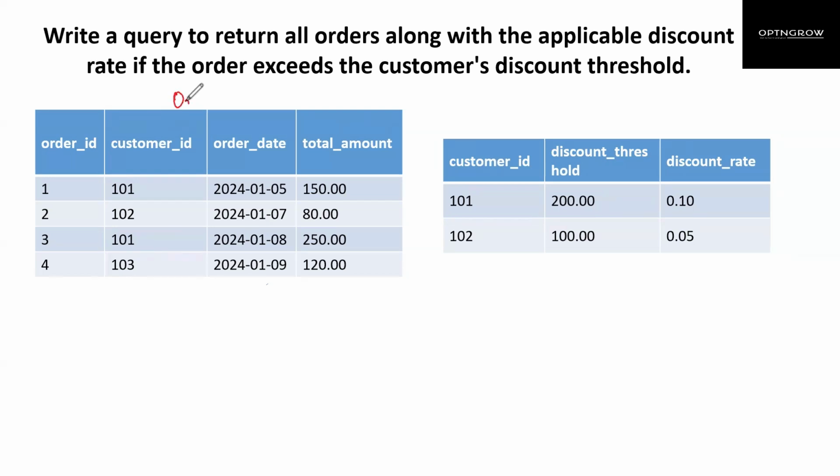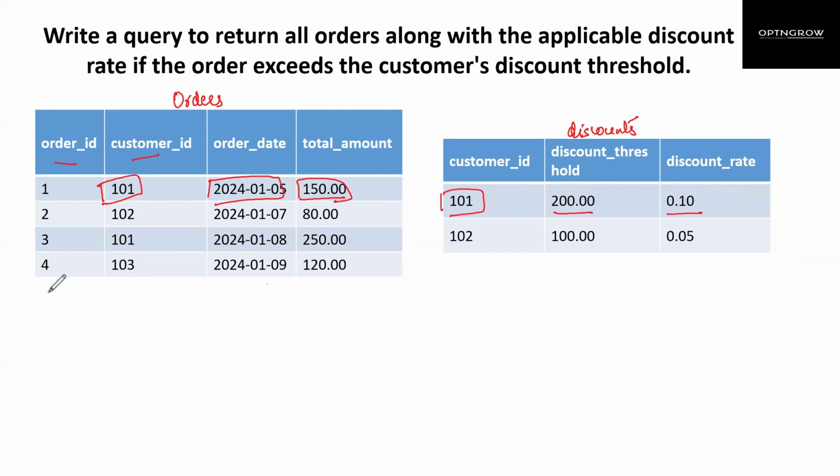We have got two tables, as you can see on my screen: orders and discounts. The orders table holds the data of the customers' transactions. Here we have the order ID, who made the order, so the customer ID, the date of the order, and the amount of the order. In discounts, we have the customer ID, the discount threshold, and the discount rate.